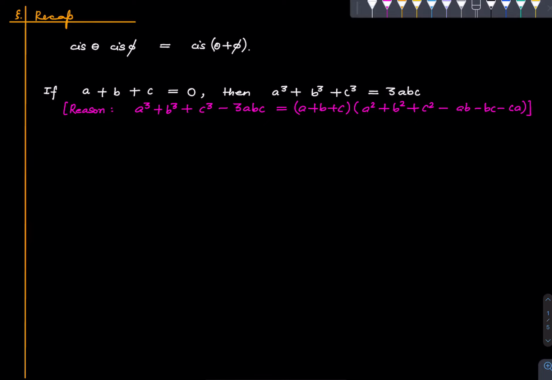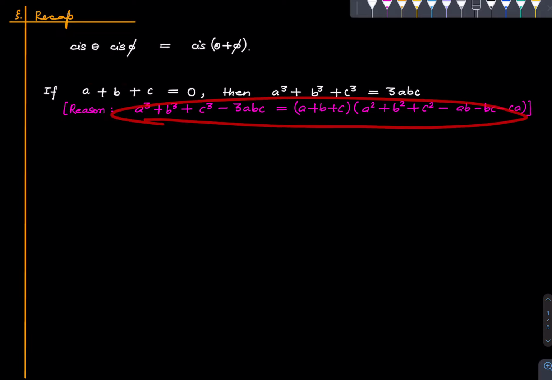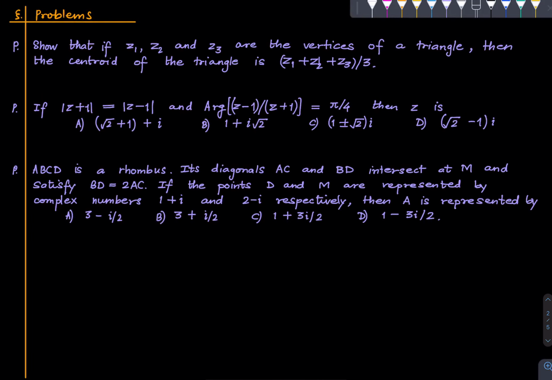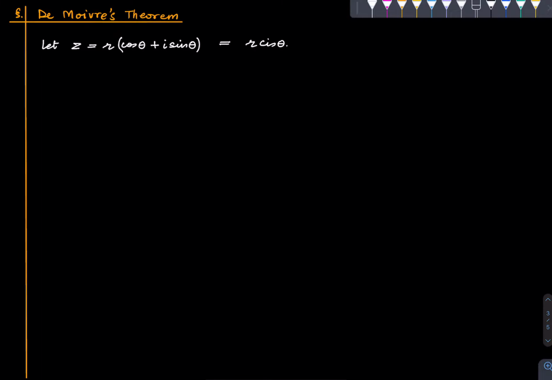So this is true equally for complex numbers. It's not like you need a, b, c to be real numbers or anything. It's just this factorization is independent of any real, complex, rational, or any such thing. Okay, so let's quickly look at the problems. These are the three simple problems for practice. And now let us quickly prove this theorem.